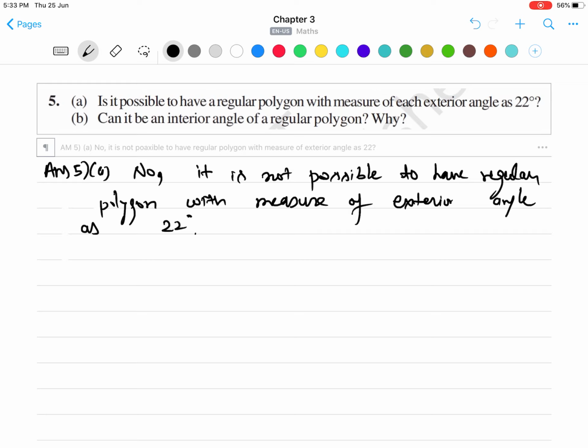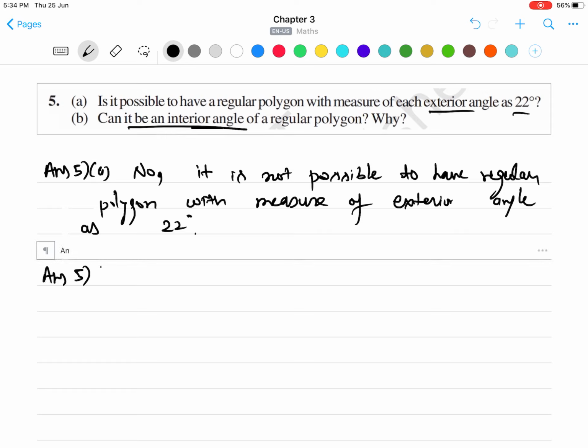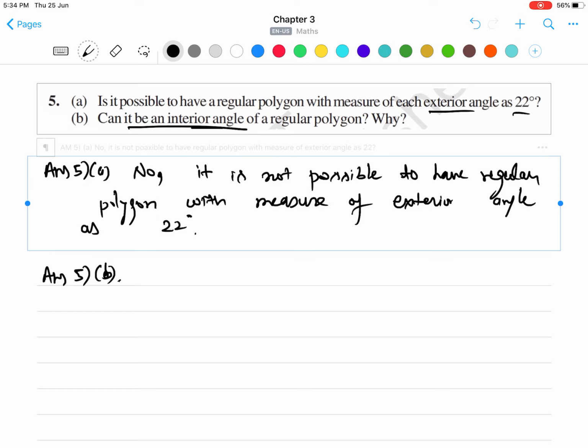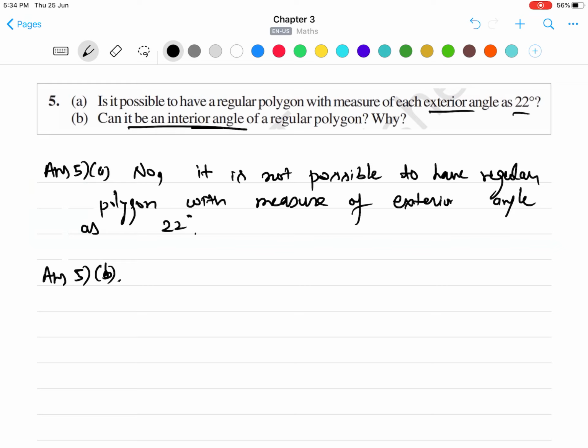Okay, next part B is, can it be an interior angle of a regular polygon? Why? So now you're asked, can this 22 be an interior angle? First you are given that 22 is the exterior angle. Now you're asked, can it be an interior angle for a regular polygon, and you have to give the reason why. Again you will write answer number 5, part B. So again, as I said, it should be a multiple of 3, 5 or 15, only then we can form a regular polygon.